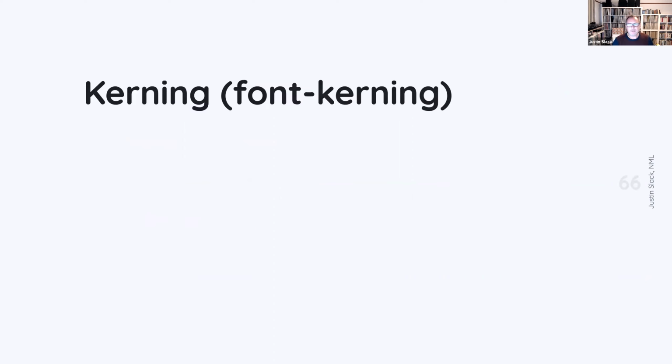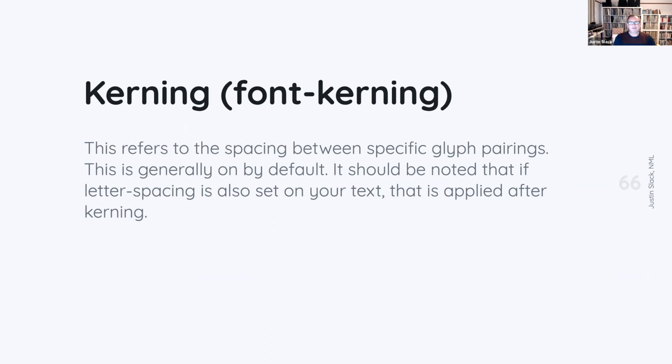Then I've mentioned this already, but kerning or font kerning, the spacing between specific glyph pairings. Each font has kerning built into it. And if it's a well-constructed font, then the maker of that font would have looked at all the letters in conjunction with each other and seen when they appear in various combinations, what should the spacing between them be. Now, the browsers generally turn this on by default. So we don't need to turn kerning on. It's already there. Okay. We can turn it off. Okay. Not recommended, but it's possible.